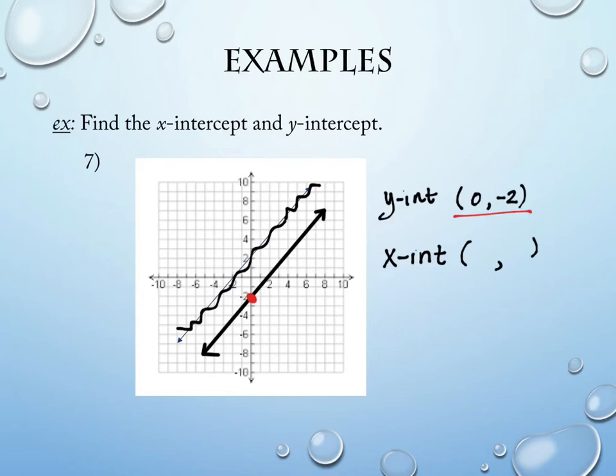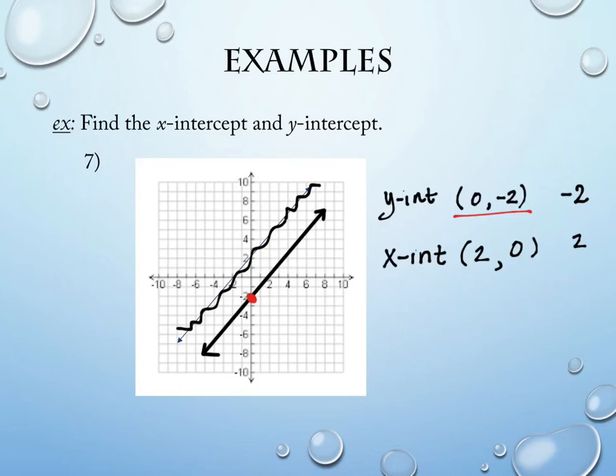What's the x value? 2. And what's the y value? 0. Okay, so we're always going to list them as an ordered pair. And the reason that we are is because if I just say -2 or I just say 2, those are numbers, they're not points. And I'm supposed to be giving the answer as a point.